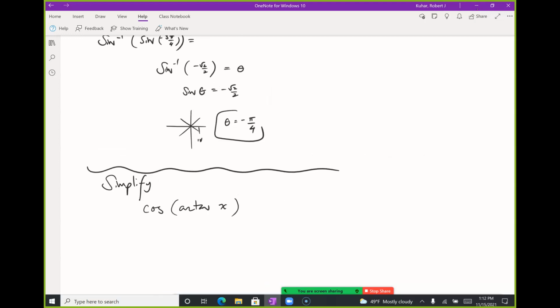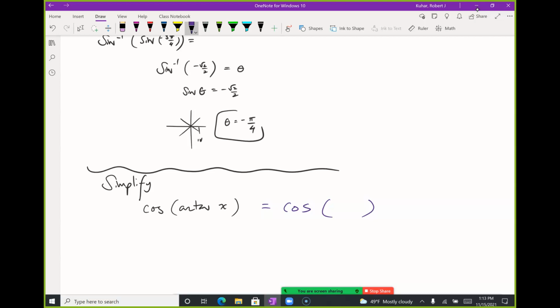Well, what do you see here? What's the main thing you see? Is there a way to write this problem easier? What can I really say? Cosine of what?